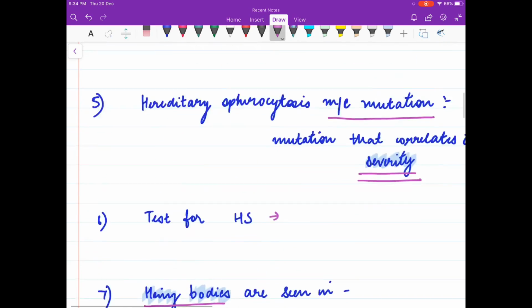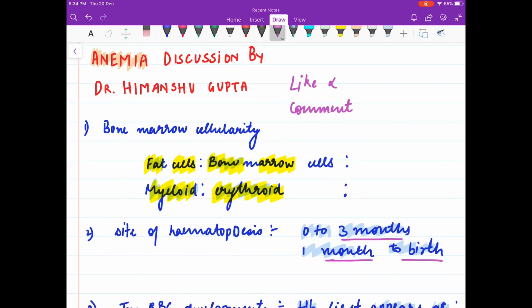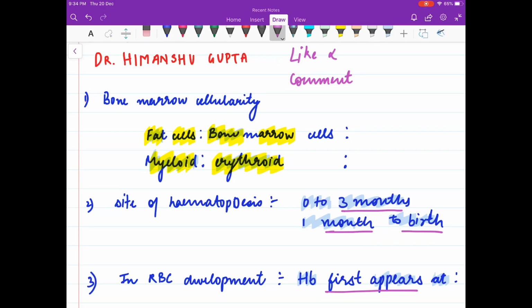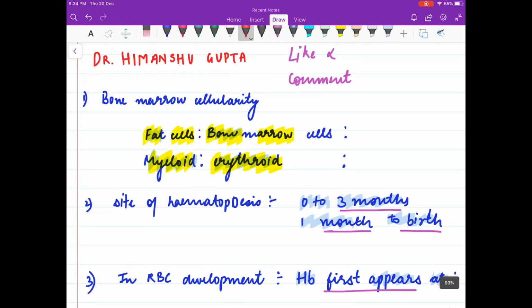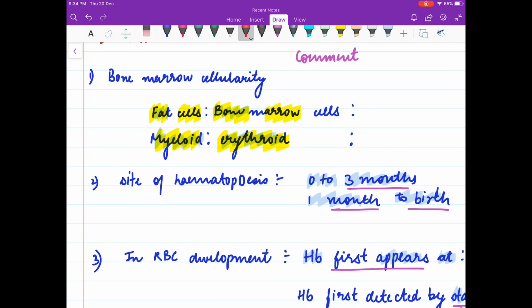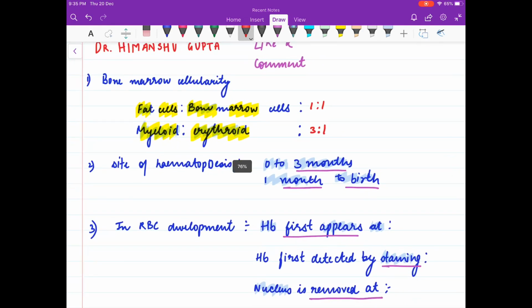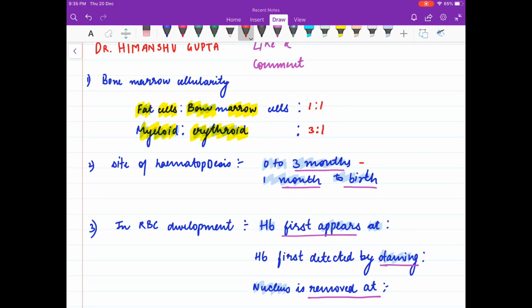So now friends, I will tell you the answers. Bone marrow cellularity. Fat cells to bone marrow cells ratio is 1:1. Myeloid to erythroid cell ratio is 3:1. Site of hematopoiesis from 0 to 3 months is yolk sac. From 1 month to birth it is liver.